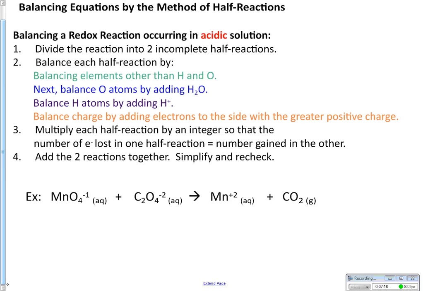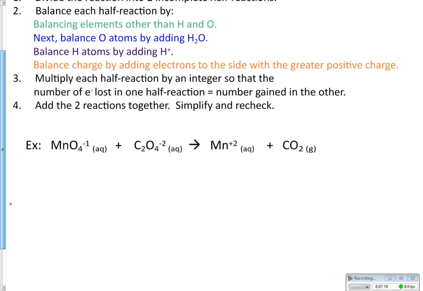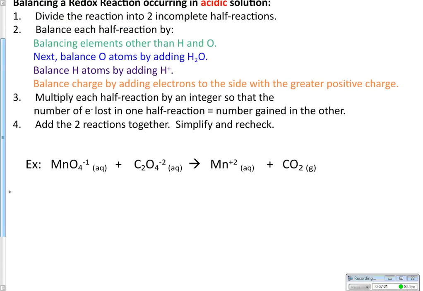Okay, so hopefully you're ready to now start this reaction. So following step 1, we're going to divide the reaction into 2 incomplete half reactions. So you kind of want to take the things that look alike. So I'm going to split the MnO4 minus aqueous, and I'm going to put that on the other side with Mn plus 2. Okay, and that's also aqueous.